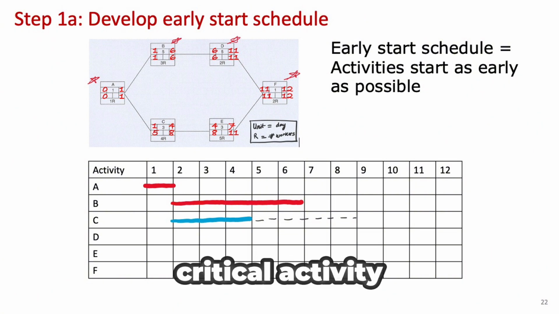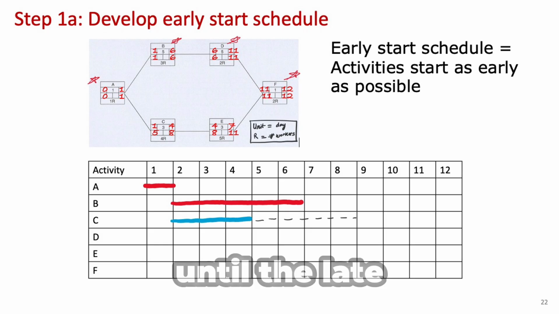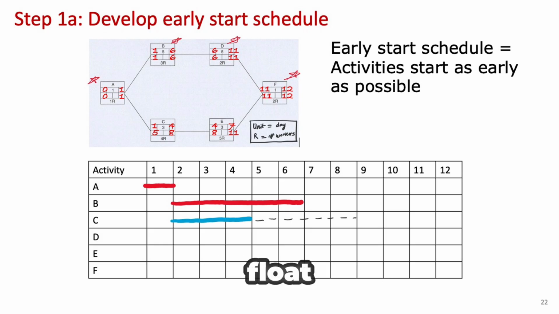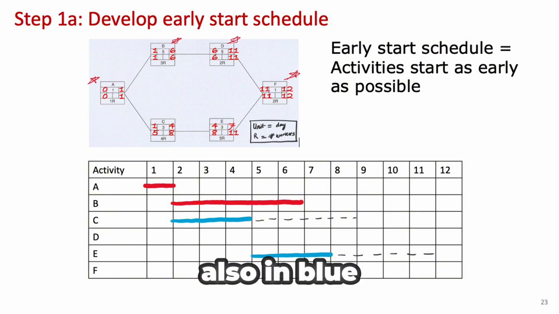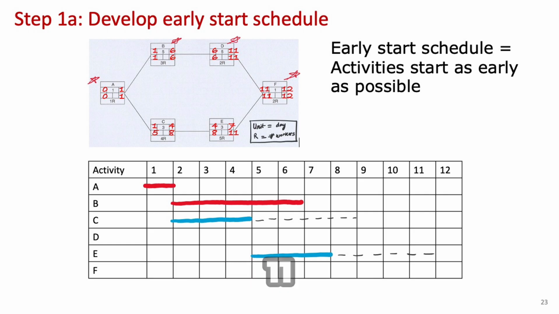For a non-critical activity, be sure to extend it using a dashed line until the late finish date to visualize its float. Then, activity E starts at day 4 and ends at day 7, also in blue as it is a non-critical activity. Like activity C, you extend E using a dashed line to its late finish at 11.